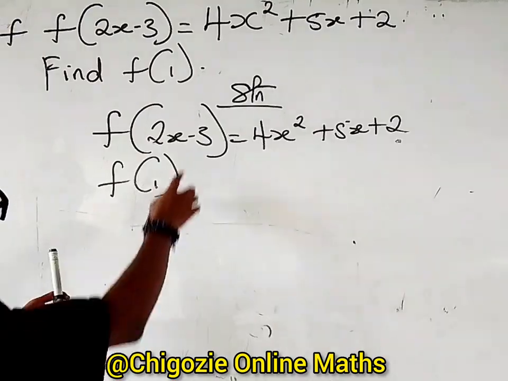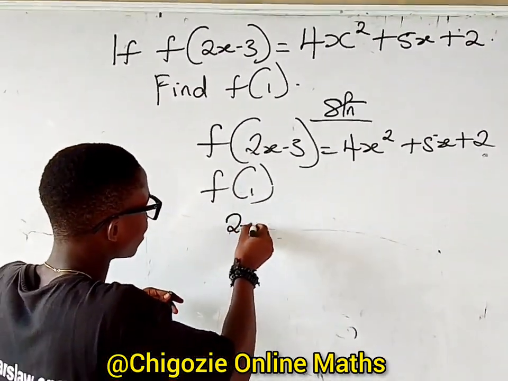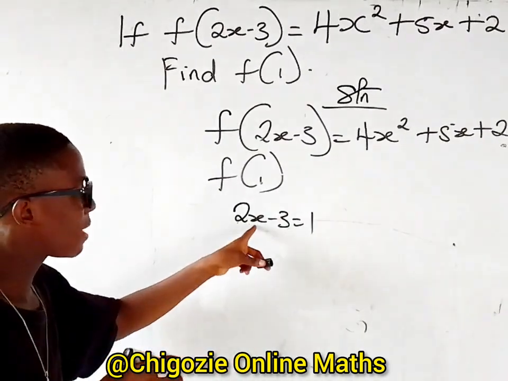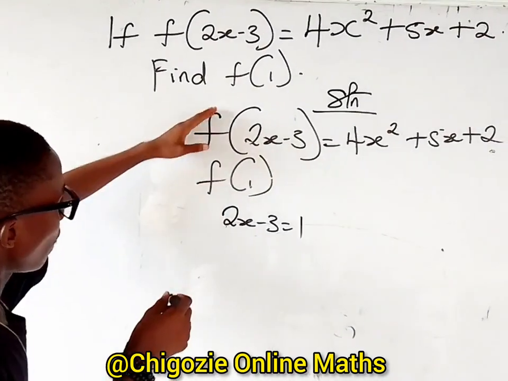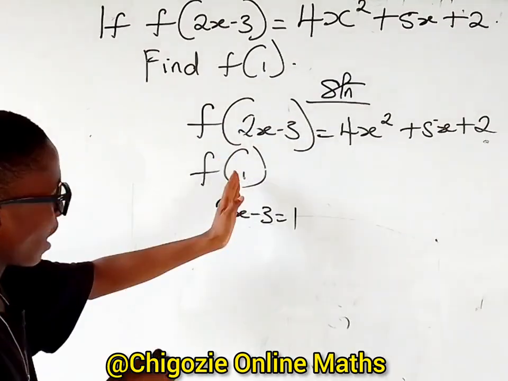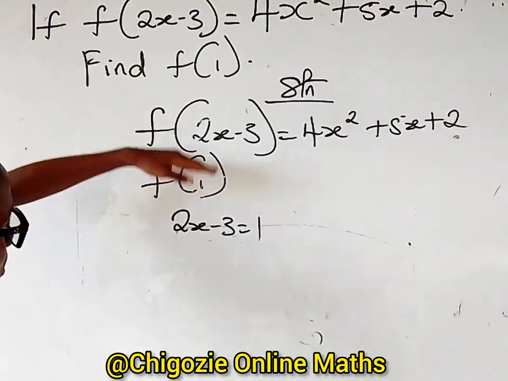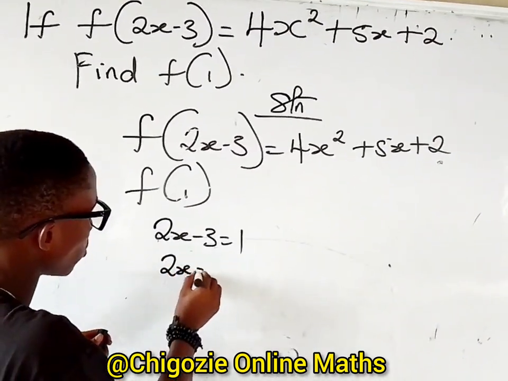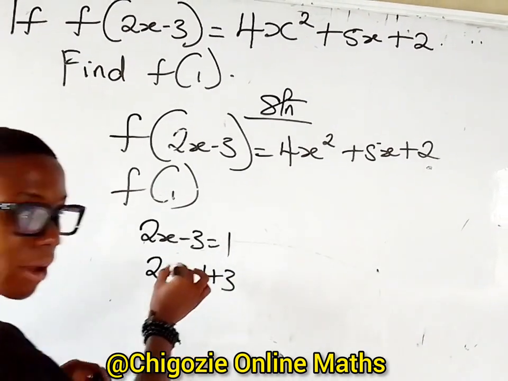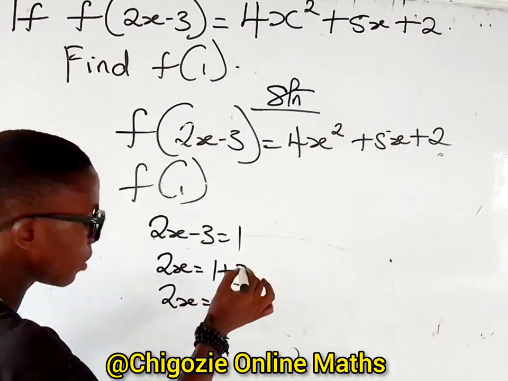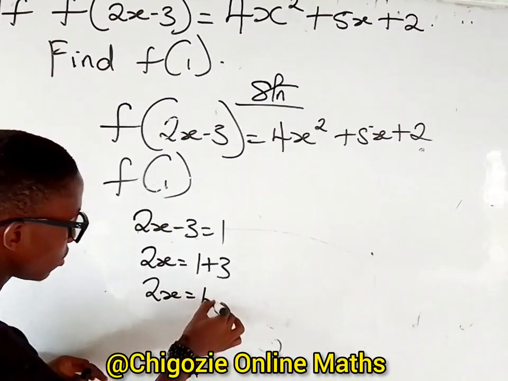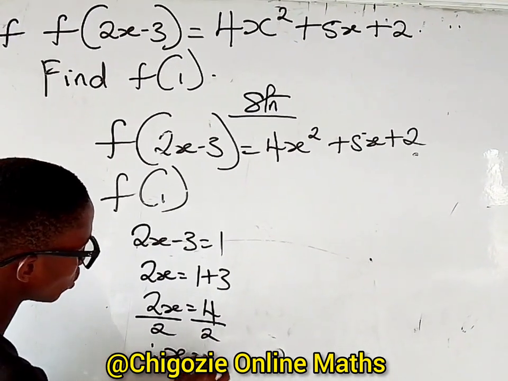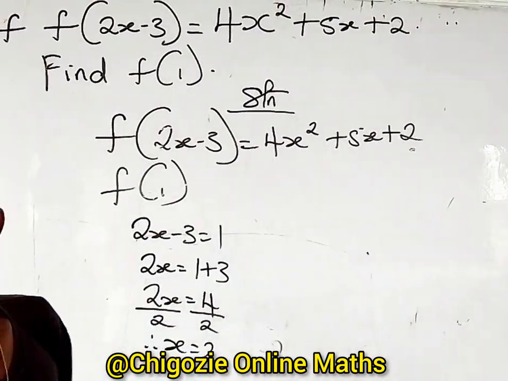So therefore, I will just say that 2x minus 3 is equal to 1, so that I can find my x. Since f of 2x minus 3 and f of 1, you just compare them. This is equal to this. So I will just have 2x is equal to 1 plus 3. 1 plus 3 is 4. So divide both sides by 2. Therefore, my x is equal to 2. So I've gotten my value of x.